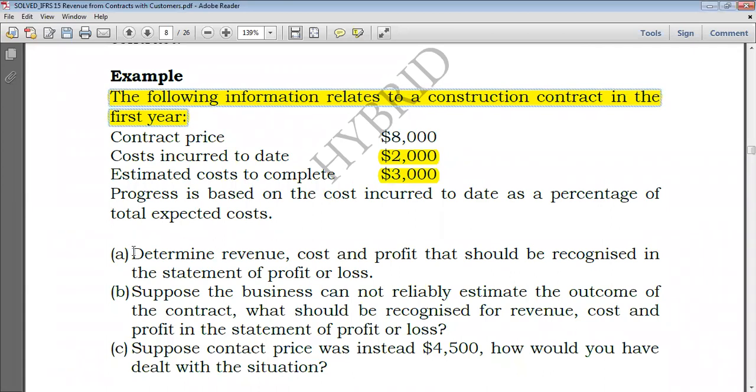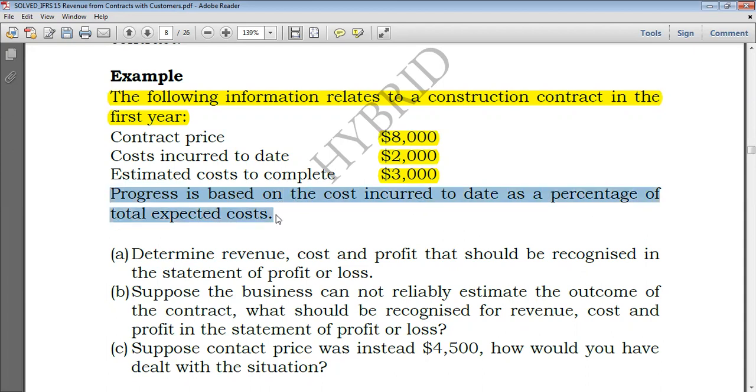Actually, in the previous video, we just did section A, when you are just trying to ascertain the contract, but you have the profit, you have the overall profit. Now we have situation B. You are given the contract price at $8,000, just like that. You have cost incurred to date $2,000, and then you have estimated cost to complete the contract, that is 3,000. And we are told that progress is based on the cost incurred to date as a percentage of total expected costs, just like this. Now let's go to part B.